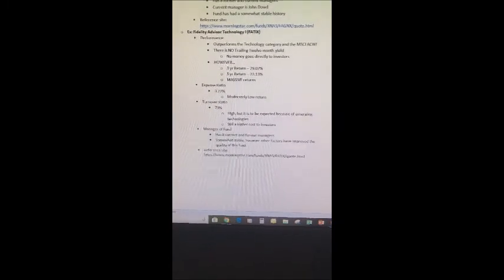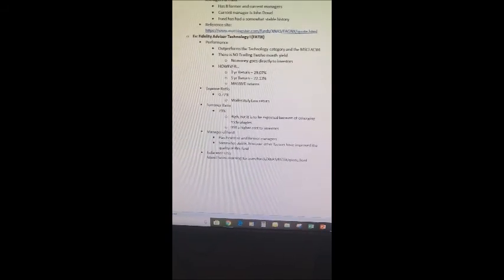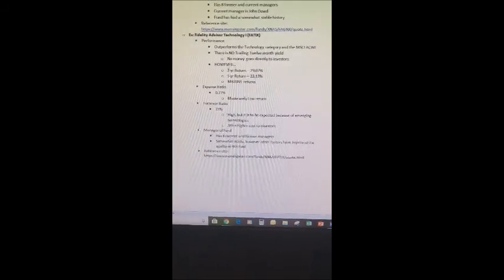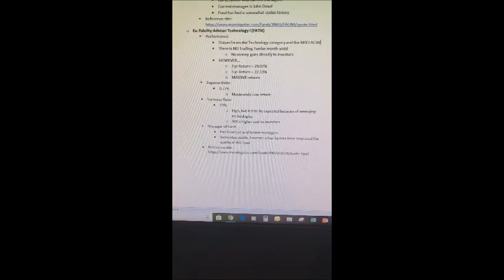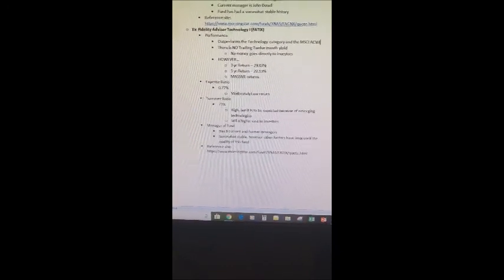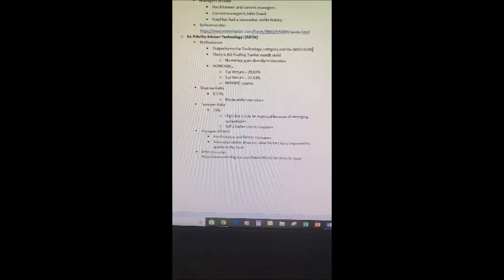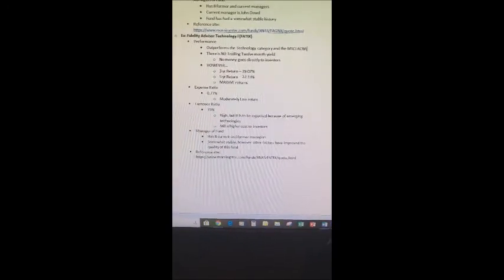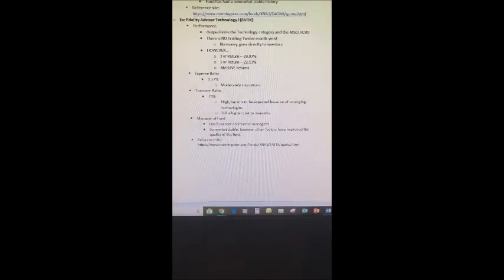The last sector fund that we're going to go over today is the Fidelity Advisor Technology Fund. This fund outperformed the technology category and the All Country World Index as well. There is no trailing 12-month yield, which means no money goes directly to investors. However, the returns on this fund are massive.